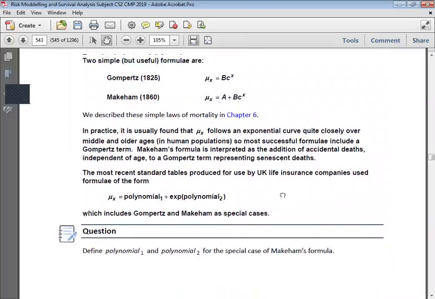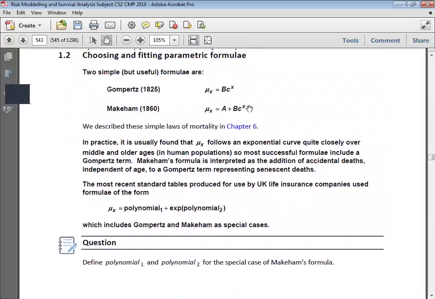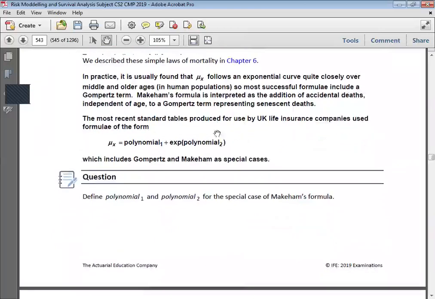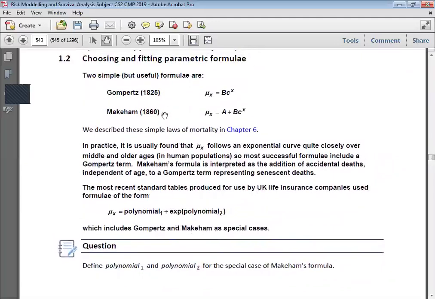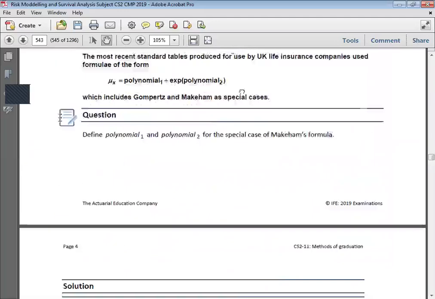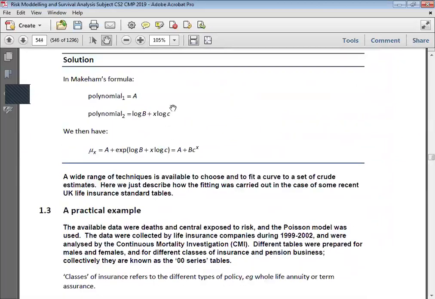All right. So what I was saying is this is the Gompertz formula and this is the Makeham formula, right? And the other was the family that we saw, the Gompertz-Makeham family. So you can derive a mortality rate using some polynomial and then e raised to some other polynomial. And you can see that Gompertz and Makeham individually are just special cases of this. So they have shown that here.